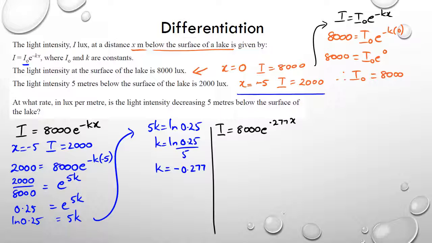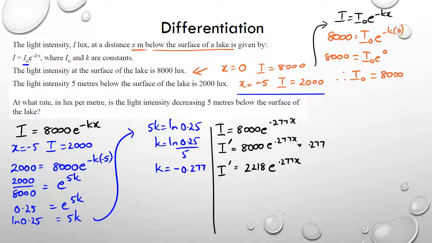All right. Now, when I differentiate this, I'm going to get I dash equals 8,000 e to the power of 0.277x multiplied by 0.277. So this is the intensity function differentiated. So what I then have, simplifying this, let me just work it out, times 8,000, that's 2218 e to the power of 0.277x.